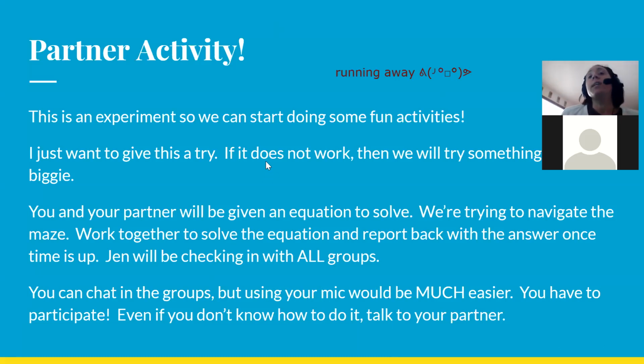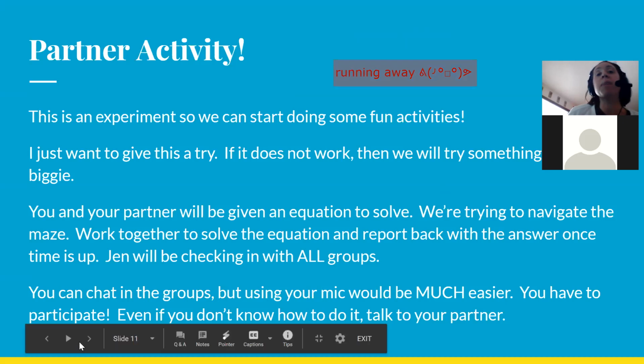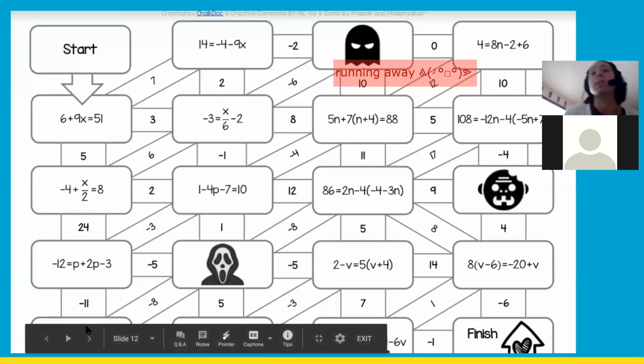So this is an experiment. We're just trying with these breakout rooms. I've never really done it before. If it doesn't work, that's okay. No big deal. I'm going to give you an equation and we're going to try and navigate a maze here. So this is the maze that we're navigating. Look at that. Isn't that cool?